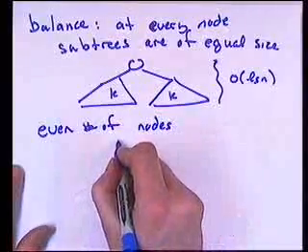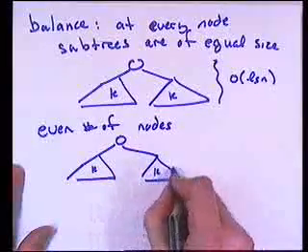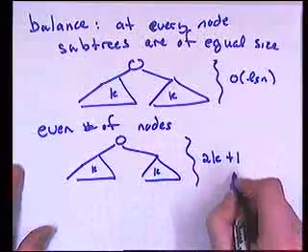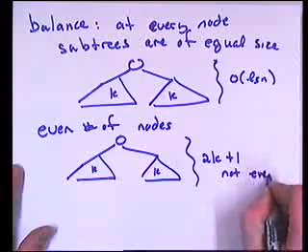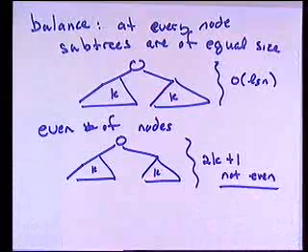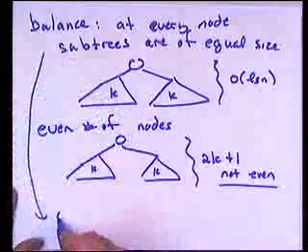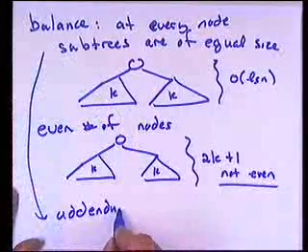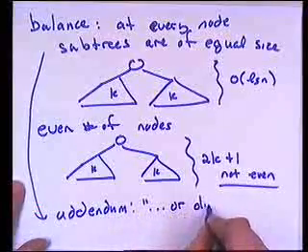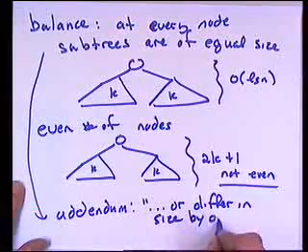Then you have this issue where, in this case, if you have k there and k here, this is going to be 2k plus 1 nodes total, and that is not even. So technically we can't make this work without adding an addendum. Subtrees are of equal size or differ in size by 1.